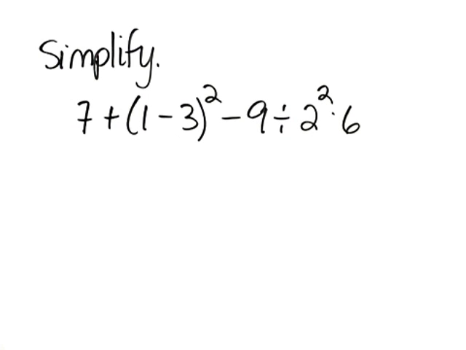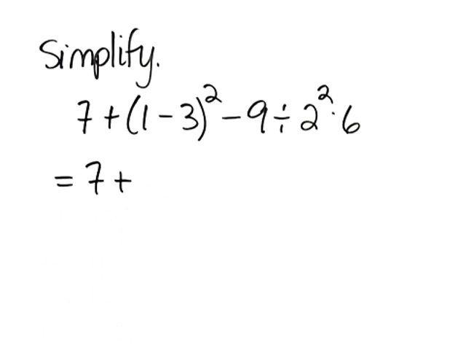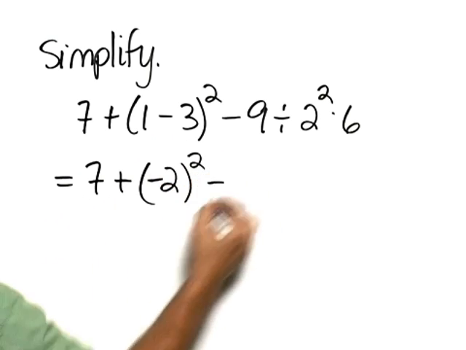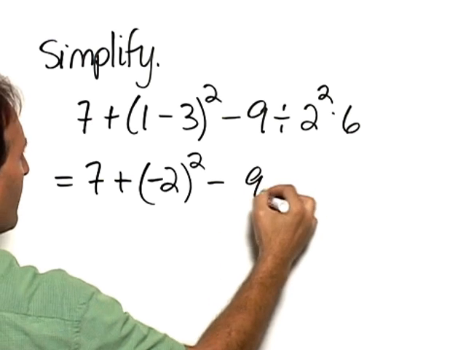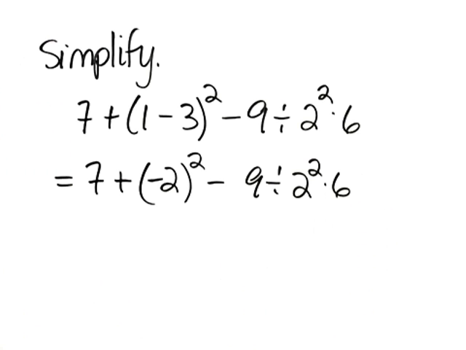Simplify. 7 plus the quantity 1 minus 3 squared minus 9 divided by 2 squared times 6. The order of operations tells us to simplify inside of parentheses first. 1 minus 3 is negative 2. And then we still have the squared minus 9 divided by 2 squared times 6.